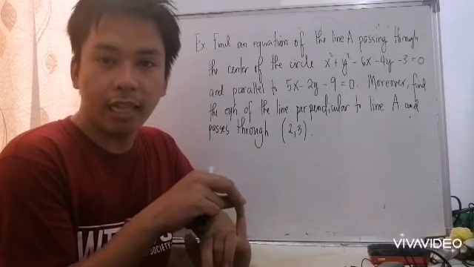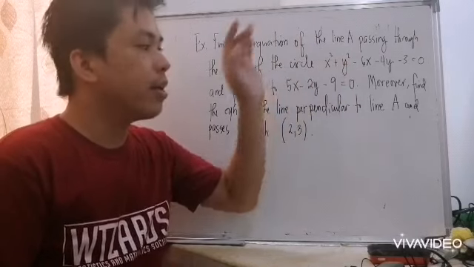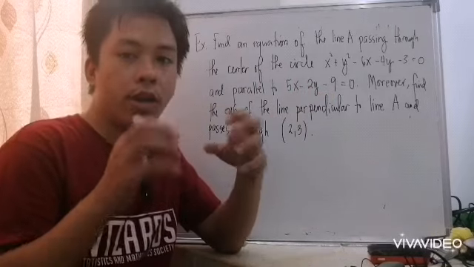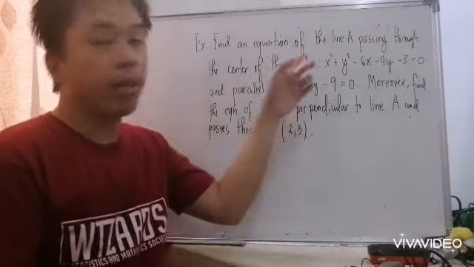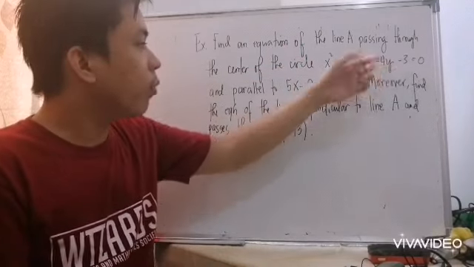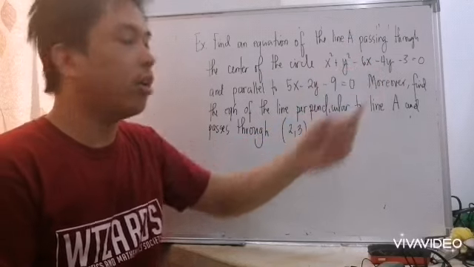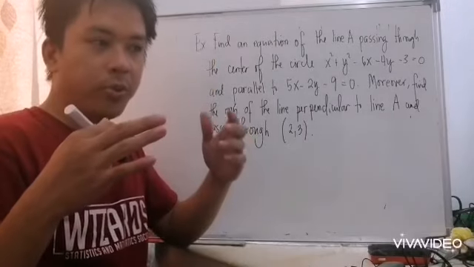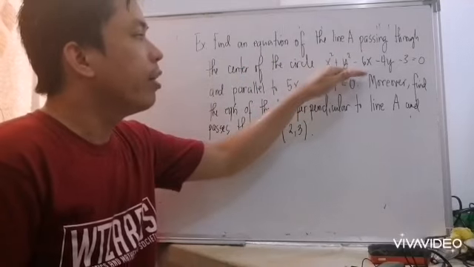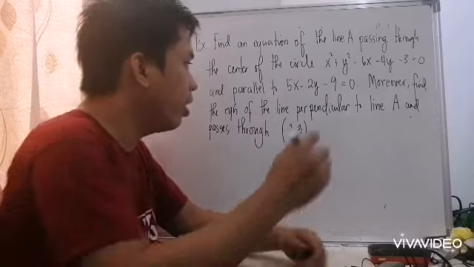First, we have to get the equation of the line A, which is parallel to this equation and passing through the center. Second, once we get the equation of the line A, we need to solve for an equation that is perpendicular to line A and passes through this point. So first, we have to get the center of the circle, because the line A passes through the center of the circle. So we will recall again how to get the center of the circle. We have to rewrite this equation in the standard form of the equation of a circle.